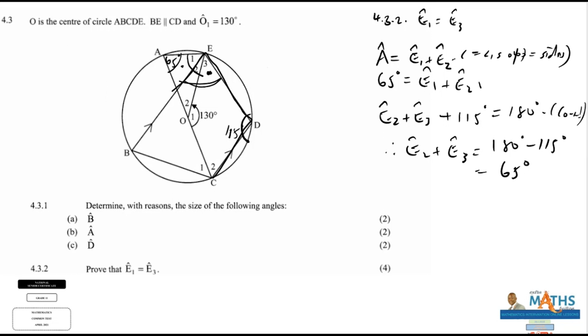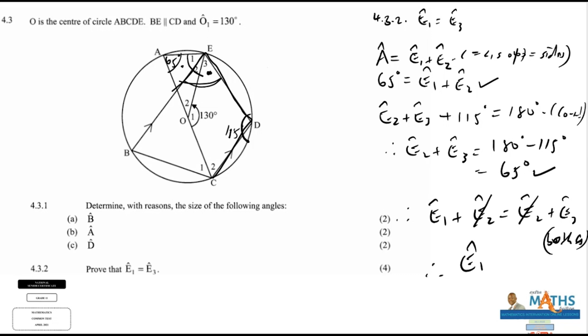E1 and E2 is equal to 65. E2 plus E3 is also equal to 65. It means I can conclude that angle E1 plus angle E2 is equal to angle E2 plus angle E3 because both are equal to 65 degrees. Then E2 and E2 will cancel. I will remain with E1 equal to E3. I hope you understood, guys, how we have arrived at this.